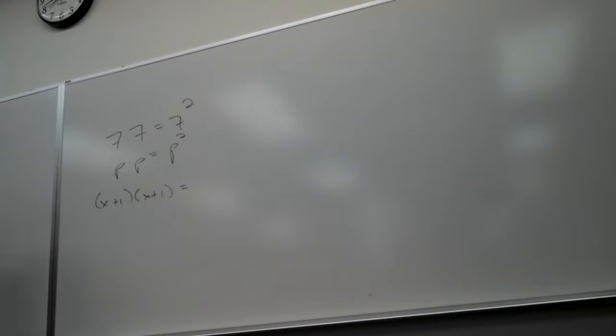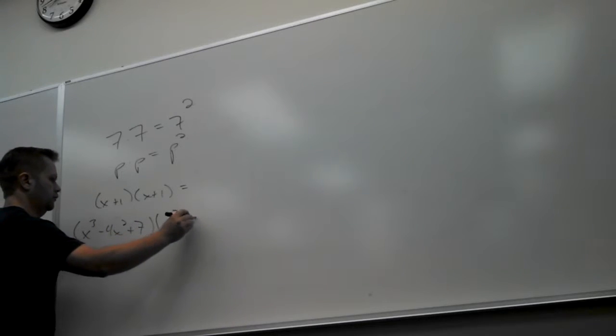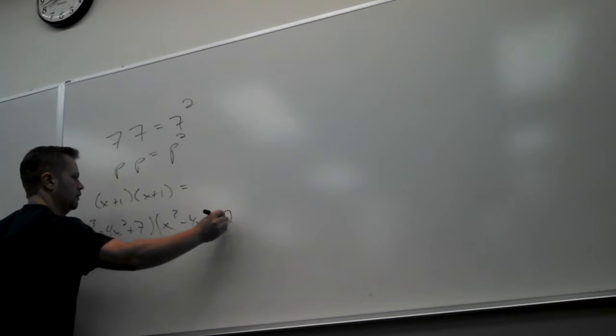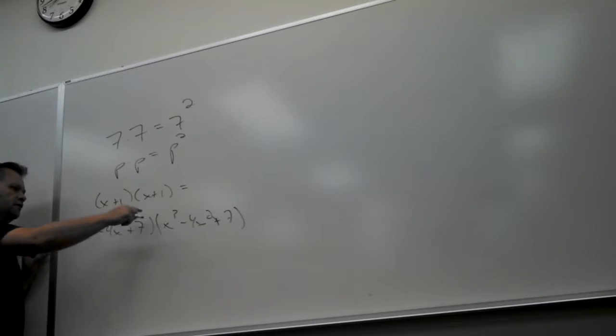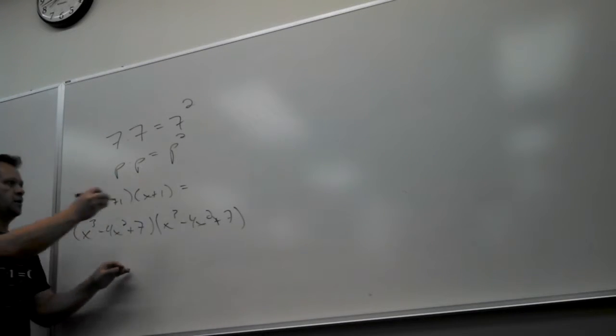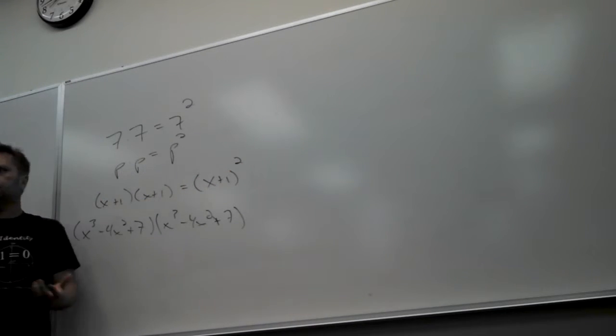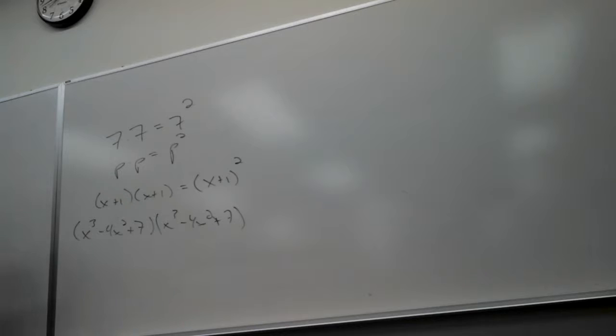If I have something times itself, it's that thing squared. I don't care how big. I can have x cubed minus 4x squared plus 7 times x cubed minus 4x squared plus 7. That is x cubed minus 4x squared plus 7, squared. That's a more concise way to write it, because that exponent tells me that there are 2 of these multiplying. That's what the exponent means. So it's a more concise way.